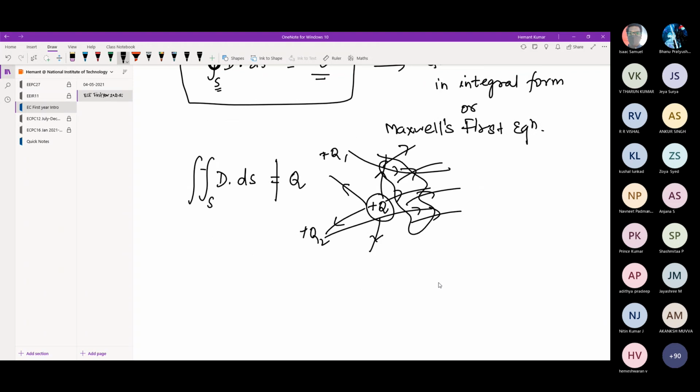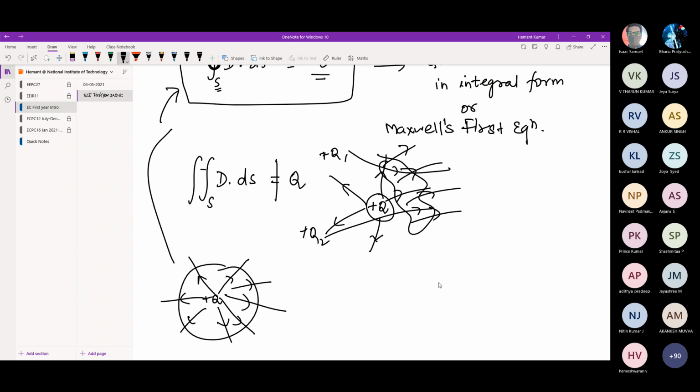So this law is only valid when the surface is closed. Suppose you have a charge and you assume a closed surface around this charge, then the total flux leaving will be given by Gauss's law. This is valid for a closed surface only, not for an open surface. This is an open surface. What's the difference between a closed surface and an open surface? A closed surface always encloses some volume.